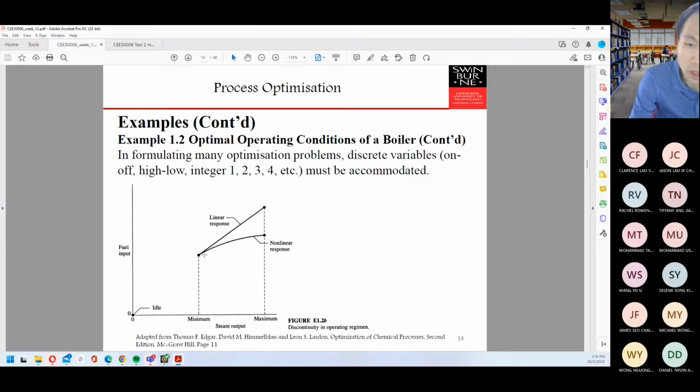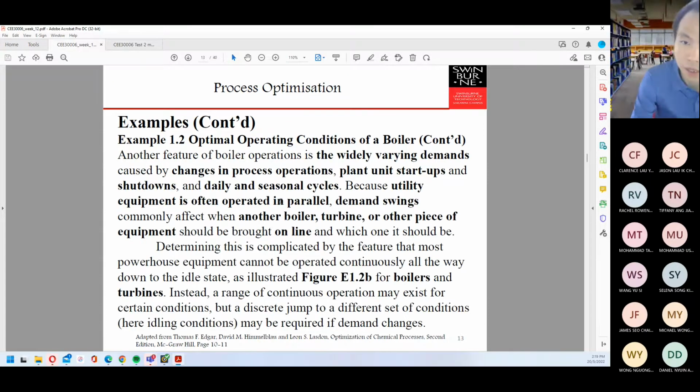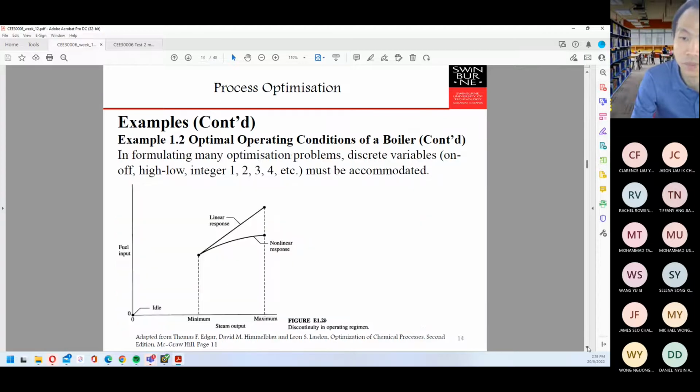In real-world situations, whatever we put in the model will not be able to reflect what you have in the real situation. That is described by what is shown here. That's why we show here that the boiler cannot be operated continuously all the way down to the idle state. Instead, a range of continuous operation will exist for a certain condition, followed by a discrete jump to a different set of conditions that may be required if the demand changes.